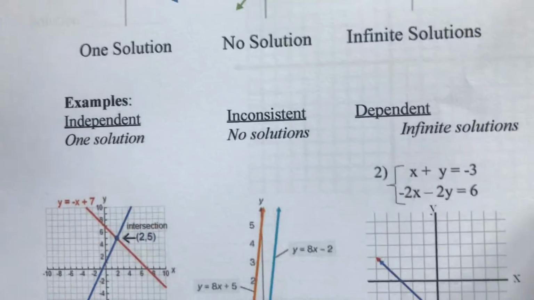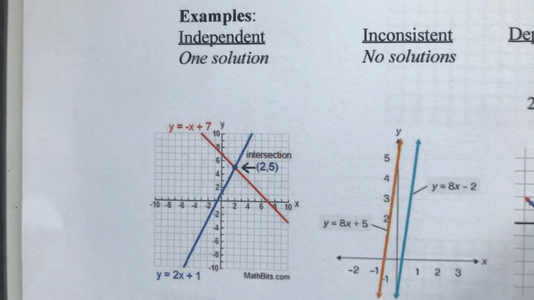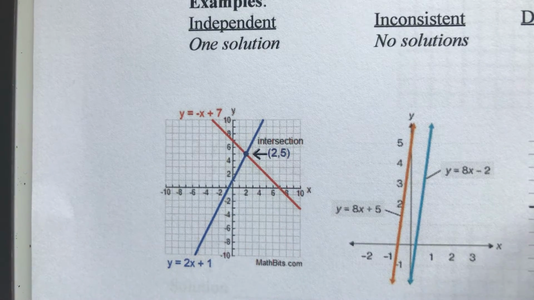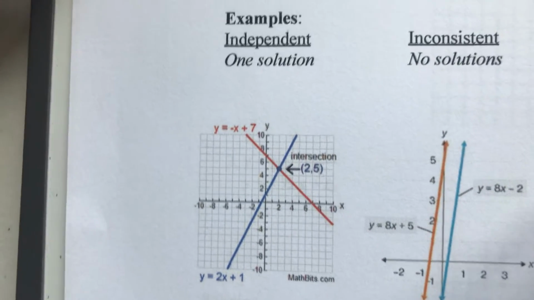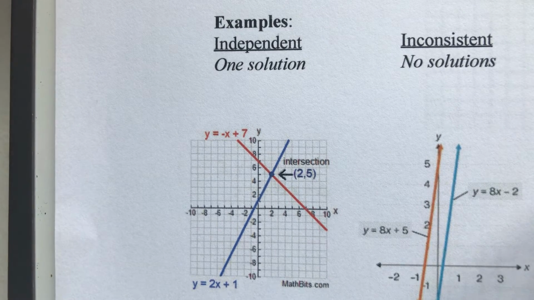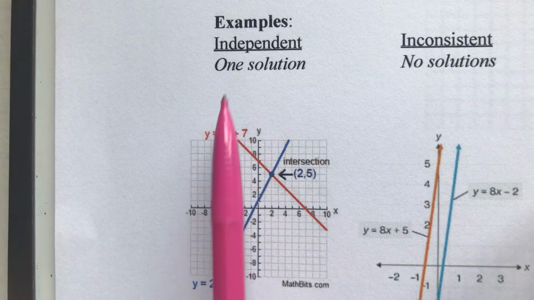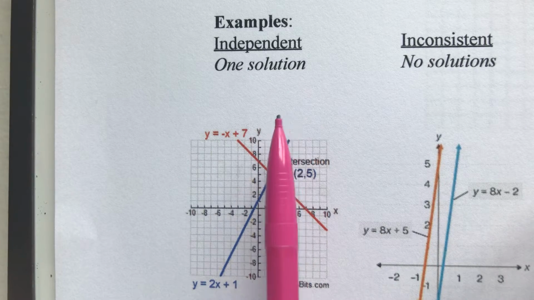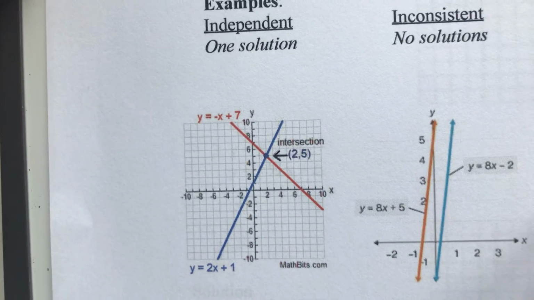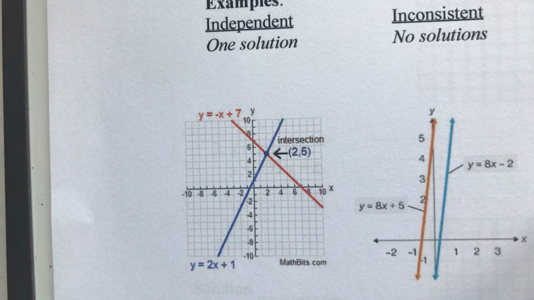Okay, so more examples. I'm going to try to ignore that one over there and focus in on what we call independent. So these are our high school vocabulary here. An independent system is your system with one solution. Okay, so if we look here, they've got both of their lines labeled. So we talked about the importance of labeling our lines. So this is where it really gets important, because we need to tell our reader which line is which.